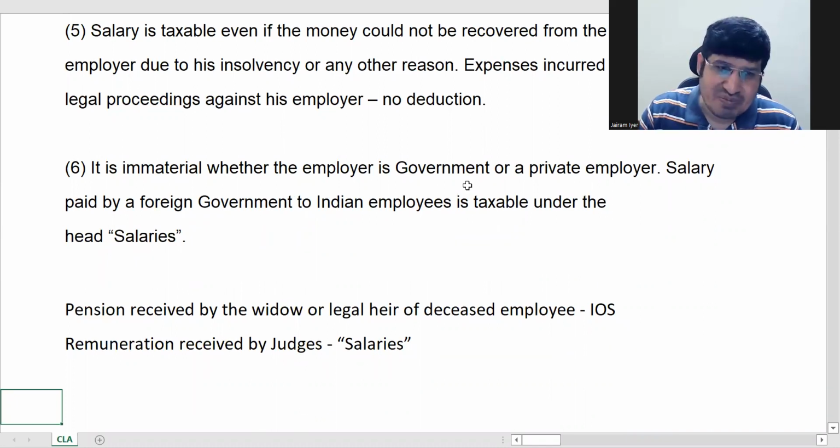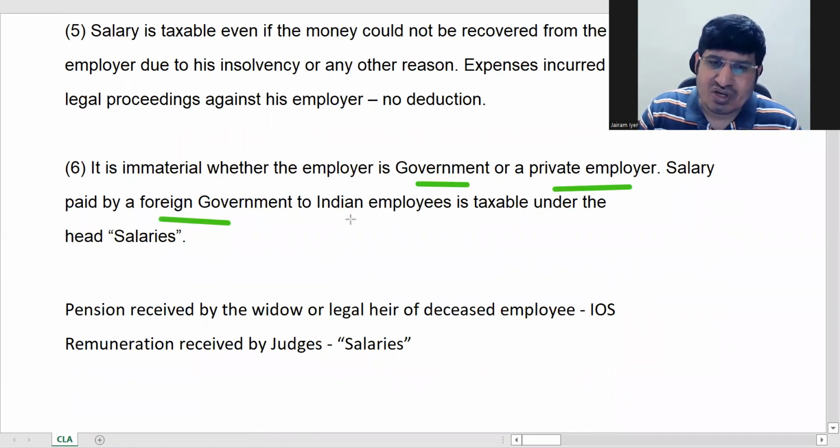अच्छा, लास्ट ये पॉइंट ये बोल रहा है आपको कि सैलरी चाहे गवर्नमेंट हो, प्राइवेट हो, फॉरेन गवर्नमेंट हो, अगर एम्प्लॉय रिलेशनशिप दिख रहा है उसमें, it will be salaries, whether it is government who is the employer, or it's a private organization, or a foreign government also. If employer-employee relationship is there, it will be taxable as salaries.